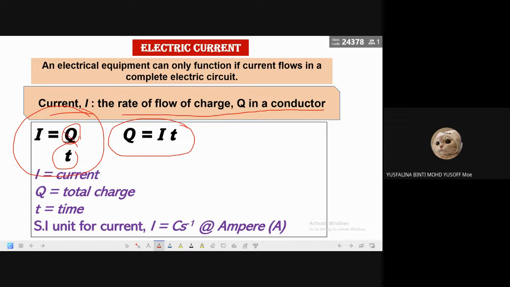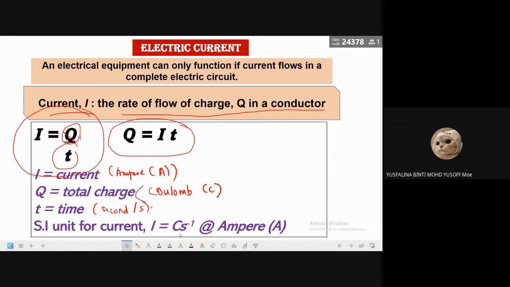Q is the total charge, so it should be in coulomb. Charge is in coulomb, so the unit is C, right? And current, of course, you already know, is ampere, and the symbol is A. And time is in second, the symbol is s. Okay, so this is the formula: Q is equal to IT, right? So Q is equal to IT.